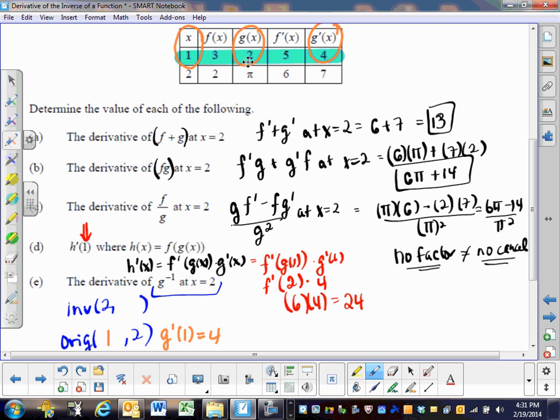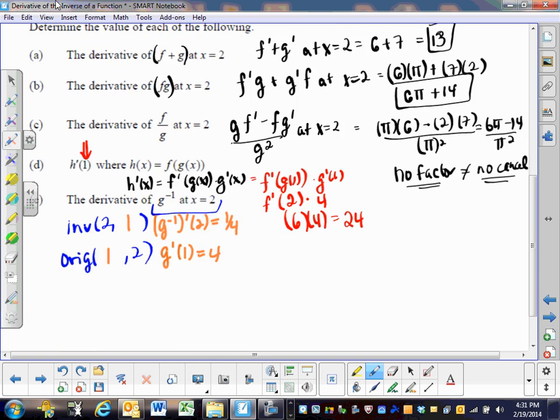If it doesn't factor, then it doesn't cancel. Okay, no factor, no cancel. Since pi doesn't factor out of the top, you absolutely cannot cancel this out. Nothing simplifies.